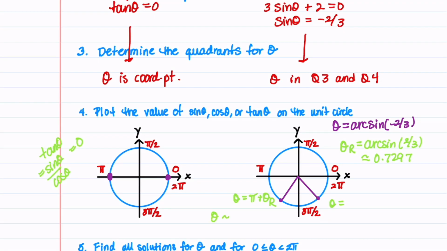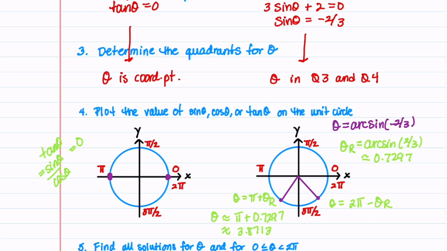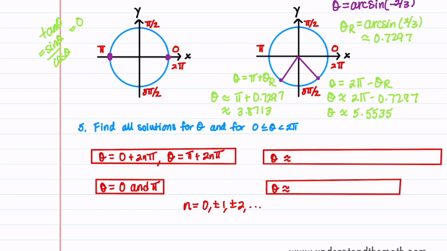Theta is approximately pi plus 0.7297, and this is approximately 3.8713. In our fourth quadrant, theta is going to be 2 pi minus theta sub r. So theta is approximately 2 pi minus 0.7297. And this gives us theta is approximately 5.5535.